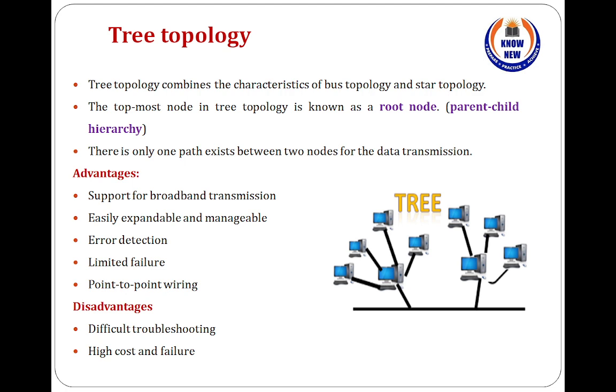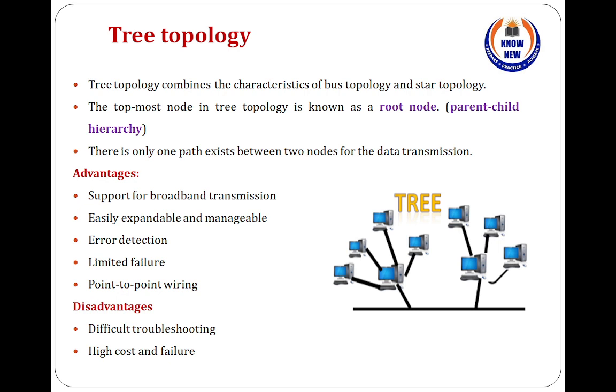Then high cost and failures are also there. Because if the link between the main parent node and the centralized cable fails, then the entire tree structure, the subtree structures, will become pruned. Tree pruning is one more topic you may have already seen in data mining concepts. So tree pruning is there.